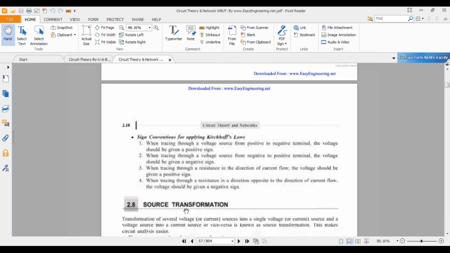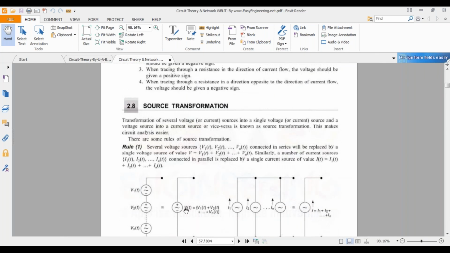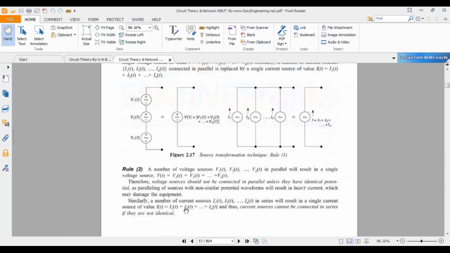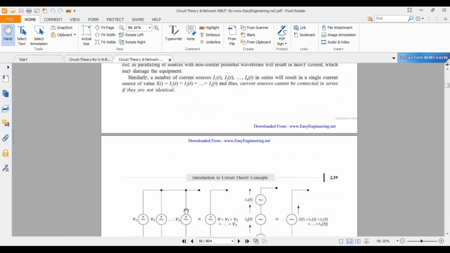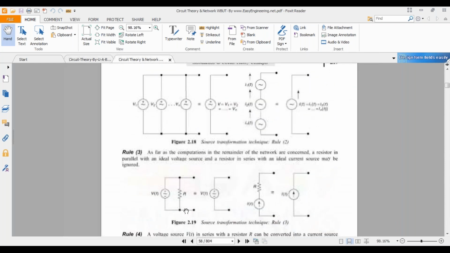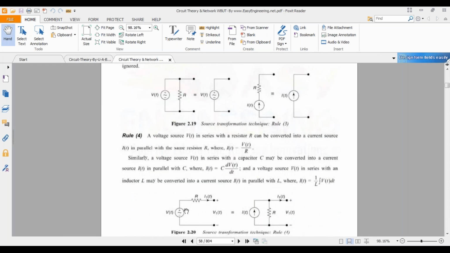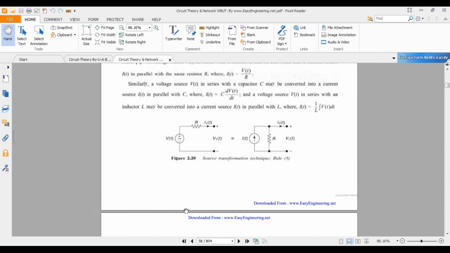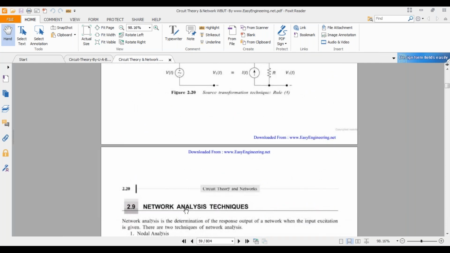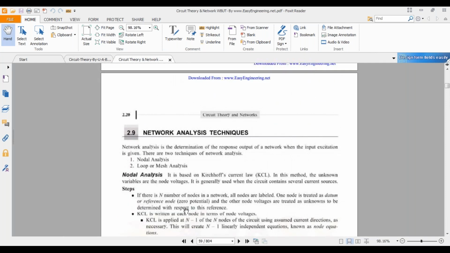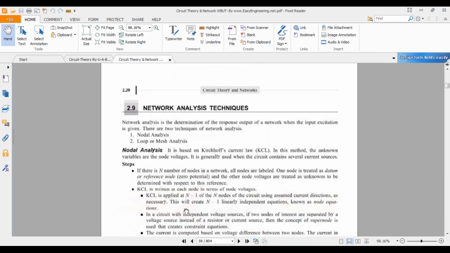For the remaining concepts, the source transformation technique can be applicable for this also. And Thevenin's theorem, Norton's theorem, maximum power transfer theorem, and superposition theorem are each directly applicable here. So generally, whether the circuit is AC or DC, it can be solved by using nodal analysis.